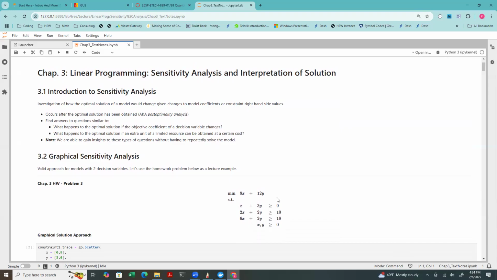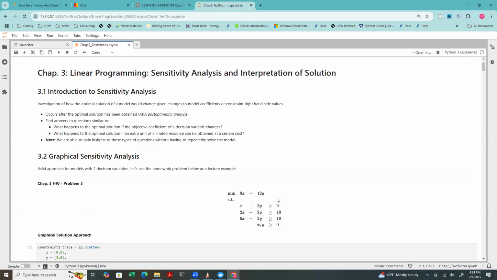this simple LP model. In this case, I'm just giving you the model itself. You're not having to go from a problem statement and solve it here. We've got the minimization of 8x plus 12y subject to these three constraints, with decision variables represented by x and y, and we'll assume that they're elements of the real number system.